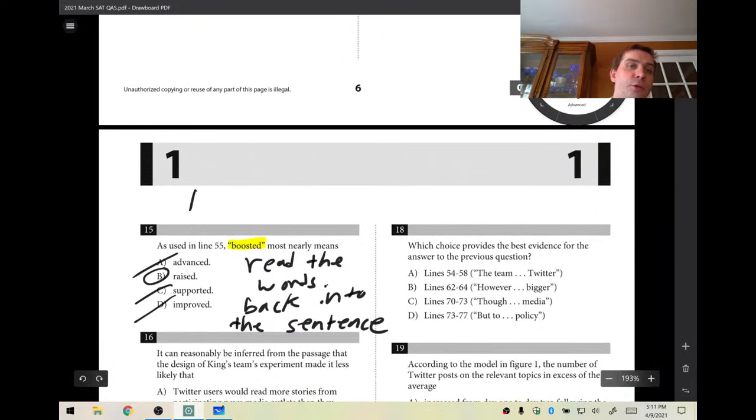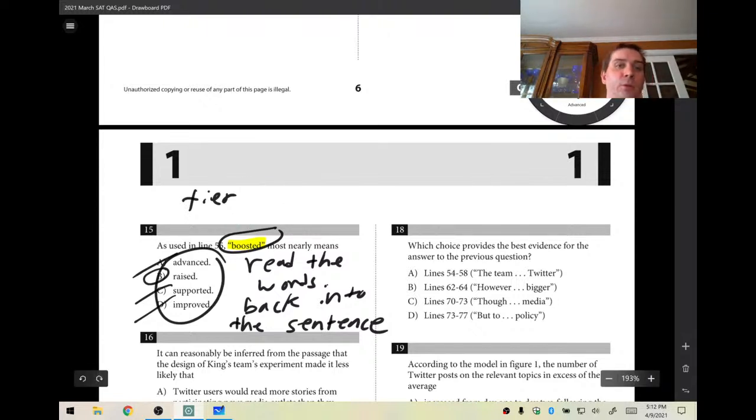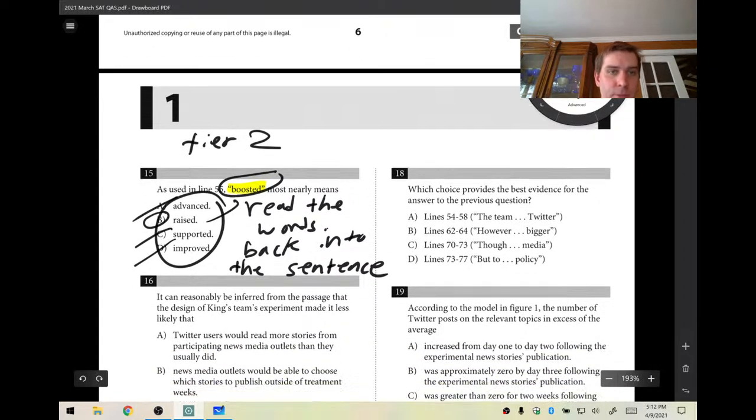They call these tier 2 words. They're not that difficult. The word boosted, or any of these words, you should be able to define. They used to have tier 3 words on the SAT. What's a tier 3 word? Supercilious, quixotic, which is in one of these passages. Those are tier 3 words. But you're just on a tier 2 word. The words are relatively easy, such as boost or to raise. That one's not that tricky.